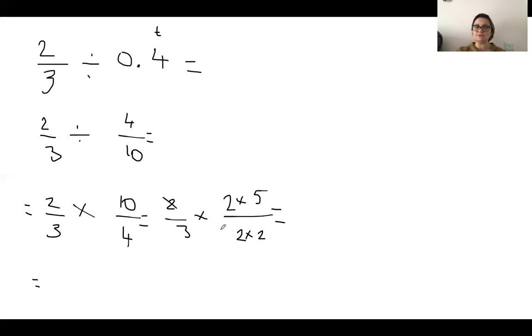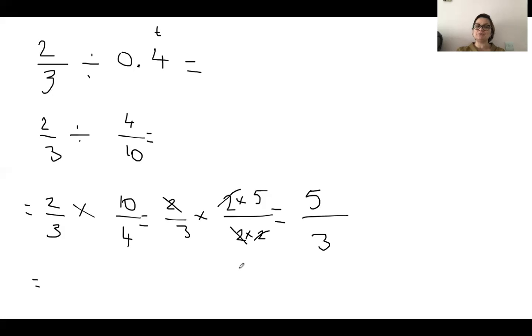So you have 1, 2 here and 1, 2 here, both common factors. We have another 2 here and another 2 here. Both of them are common factors. And so what we're going to have left, we have just a 5 on the numerator, so 5 over 3.